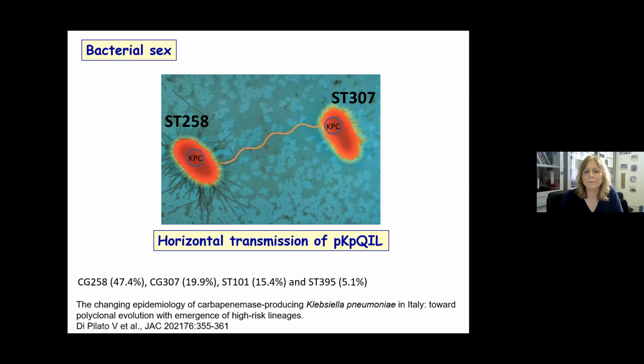And in a very recent paper in 2021, national data from the 2018-2019 years are arriving. And you see now 307 is in all the country, almost reaching 20%. Still 258 has been reported, but other clones are reaching the stage, acquiring KPC by bacterial sex, by conjugation.